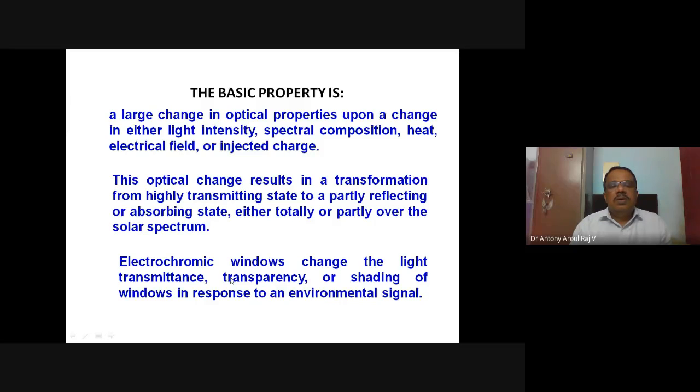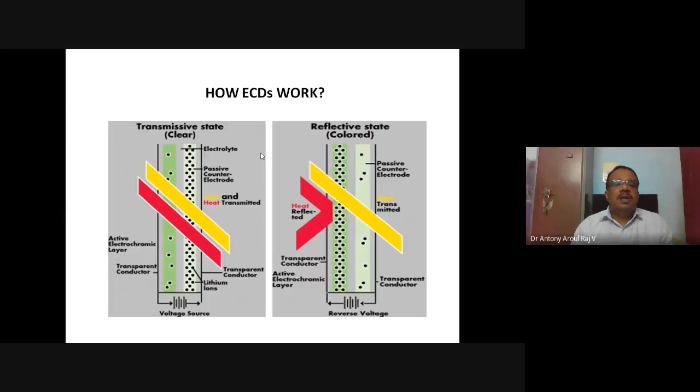So you have the electrochromic window, which changes the light transmittance and shading of the windows in response to environmental signals. What are the environmental signals? It can be light intensity, spectral composition, heat, electric field, or injected charge. So how is this working? I have three layers. One is the active electrochromic layer, and I have a passive counter electrode on the other side. In between, I have the electrolyte.